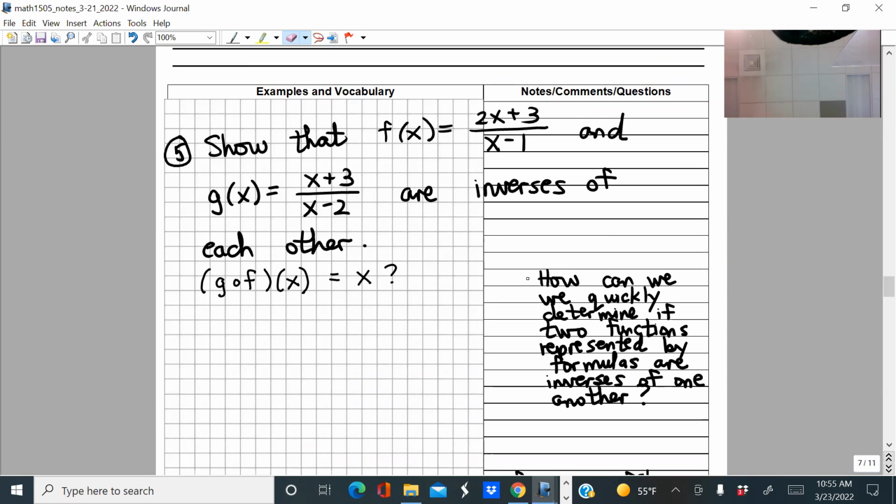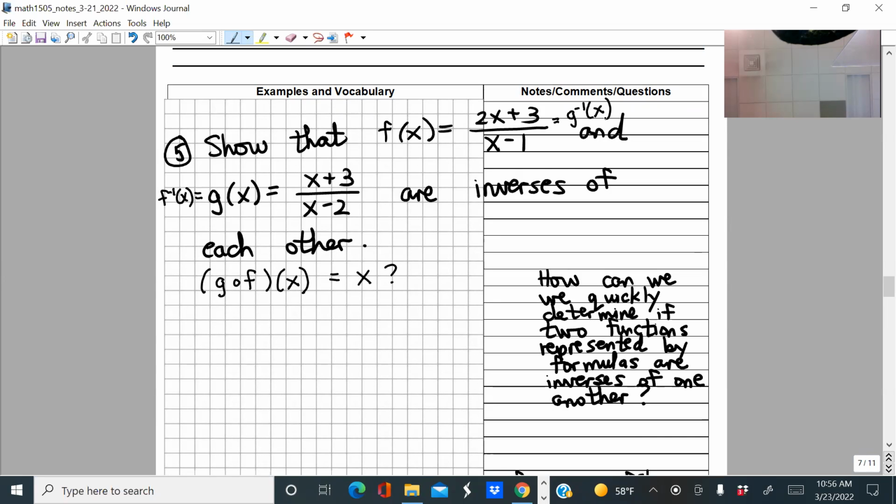Suppose we have a function named f, and its formula is 2x plus 3 over x minus 1. And then we have another function g, and its formula is x plus 3 over x minus 2. At first, we don't really know anything about the relationship of those two functions. But we want to show that f and g are really inverses of one another. So g of x is really the same as f inverse, or you could also write that f of x is the same as g inverse.